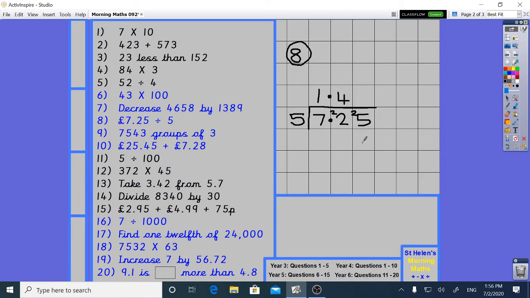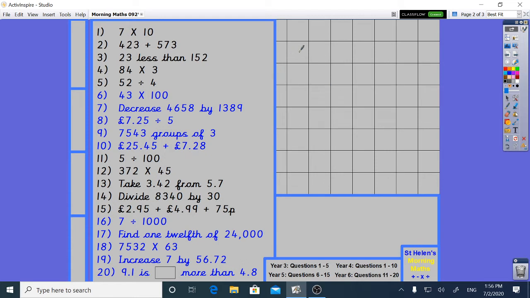5, 10, 15, 20, 25. That is 5. This is decimal bus stop, which is really a year 5 thing. But I think year 4s can get the hang of this, especially when you know what money looks like. You know money has a decimal point, pounds before the point and pence after. So we've just done quite a difficult decimal division there. Maybe you're good at those already. If not, we'll just keep practicing.